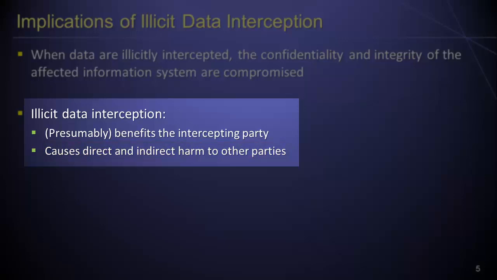First, direct harm can be caused to the party whose data or information was compromised. If, for example, an attacker illicitly intercepted your bank account information, you might suffer direct financial harm as a result. It is also possible, however, for illicit data interception to cause indirect harm as well.